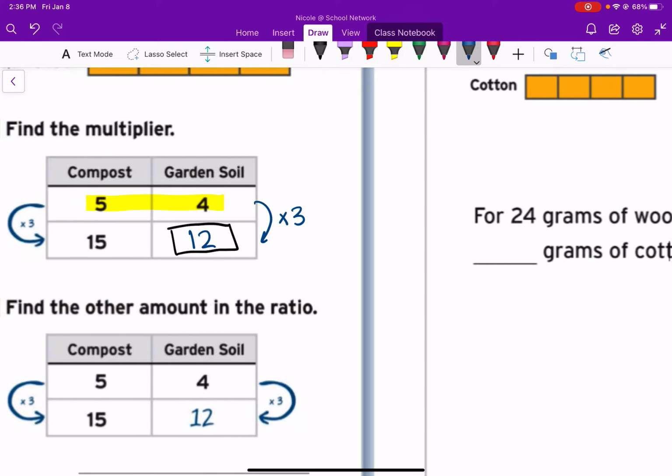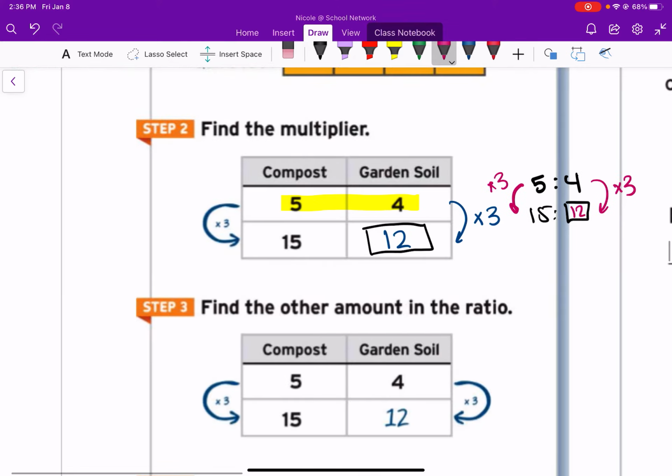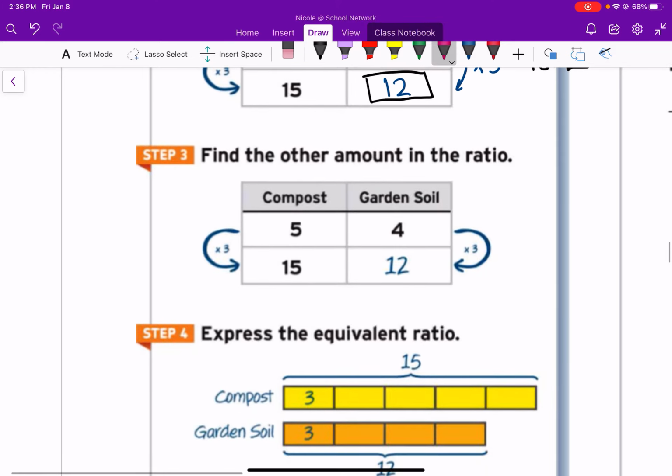So this was like before. I wrote it as 5 to 4 and 15 to what? And I did the same thing here. This should be times 3, and that's 12. So that's how I did it above before. But making a table is much more organized, right? And so that's how they get 12 here.